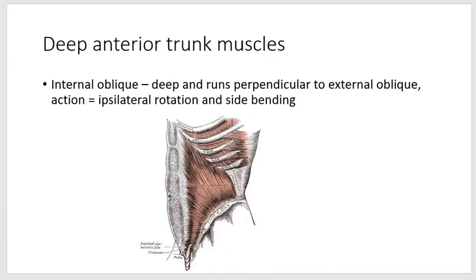Then you get down to your internal oblique. So if you remember, the external oblique kind of look like a V coming down. Well, the internal oblique is running at a different direction. It kind of runs up towards the middle. And so it kind of looks like an A or an inverted V going like this. So your internal oblique is going to be important in ipsilateral rotation and side bending. So if you remember, for the external it was contralateral. For the internal it's going to be ipsilateral, so same side rotation.